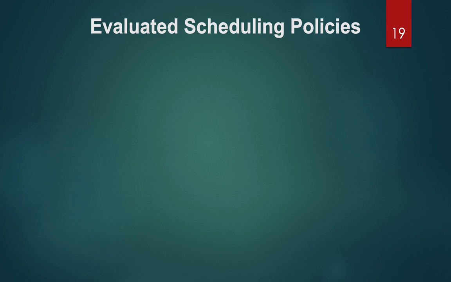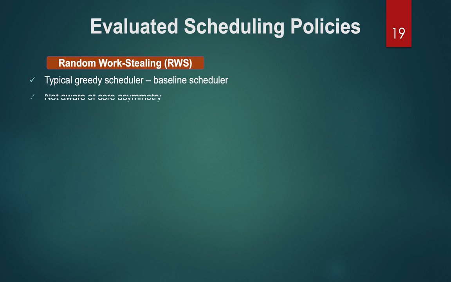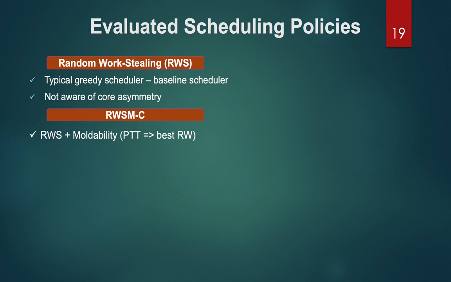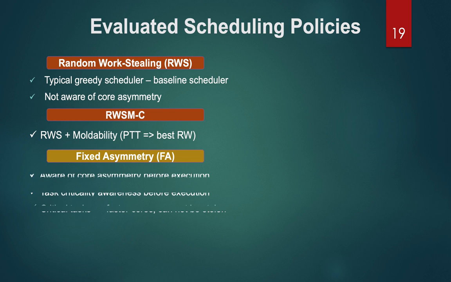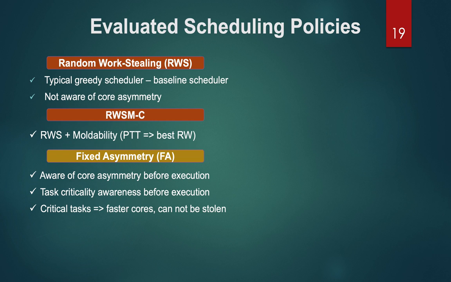Then we evaluate several scheduling policies. So first one, random work stealing. It is a greedy scheduler and it is not aware of core asymmetry. Then random work stealing plus moldability. We add moldability based on random work stealing, and here PTT is used to search for the best resource width for each task. The second main scheduler is the fixed asymmetry scheduler. It knows the core asymmetry before execution and task criticality.